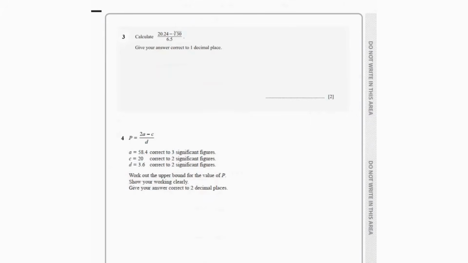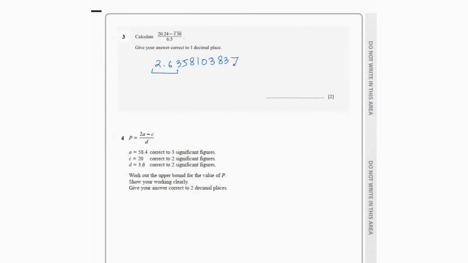Then estimation: calculate 20.24 minus the cube root of 30 over 6.5, giving your answer correct to one decimal place. Easy question. You just plug this in the calculator, and then whatever answer you get, you just round it to one decimal place. So 20.24 minus cube root of 30 divided by 6.5. That's 2.6358103837.